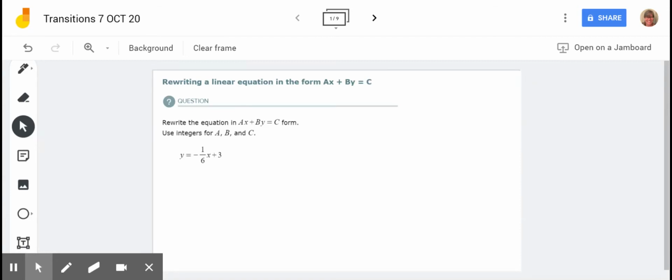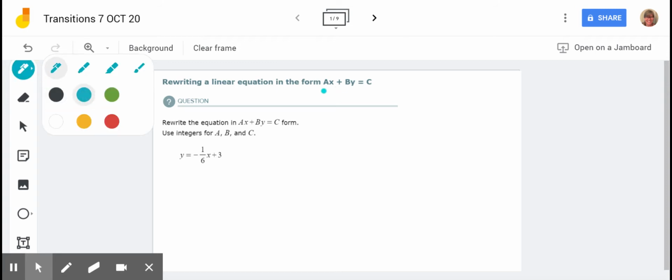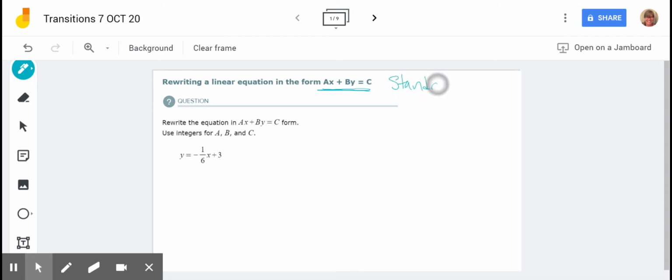All right, for the next 9 topics, they are about working with equations and lines. So a linear equation comes in either standard form or slope-intercept form, and you are expected to know the difference and the definition of both. So this right here is standard form, okay?